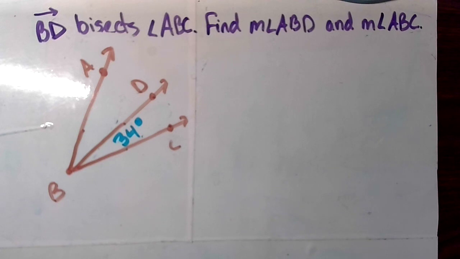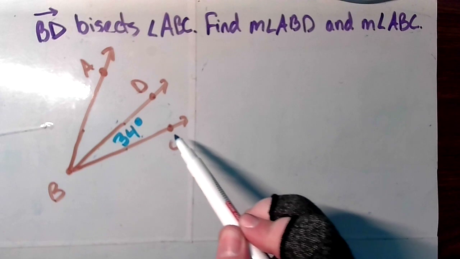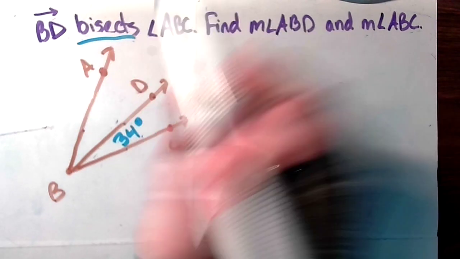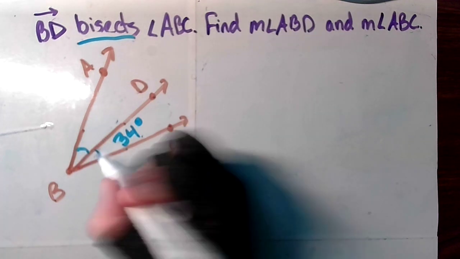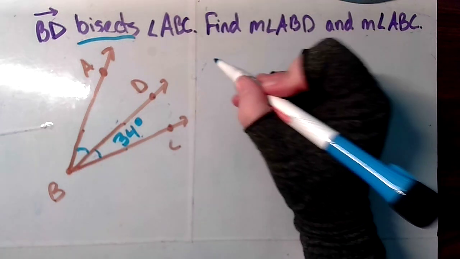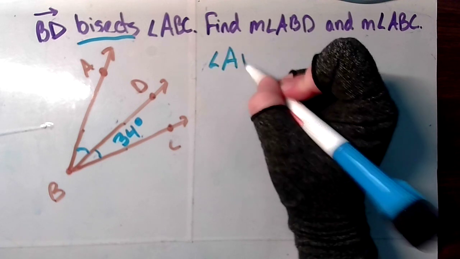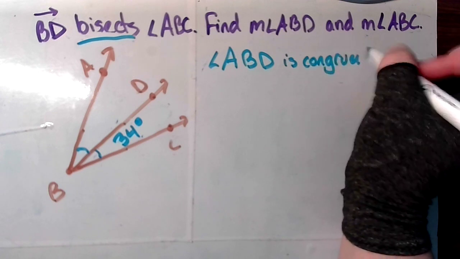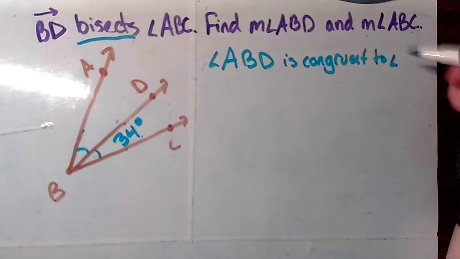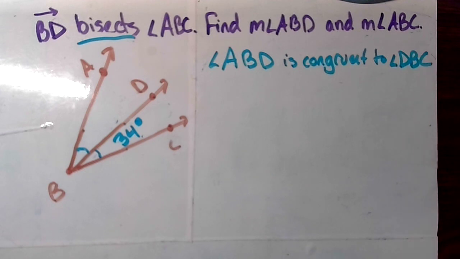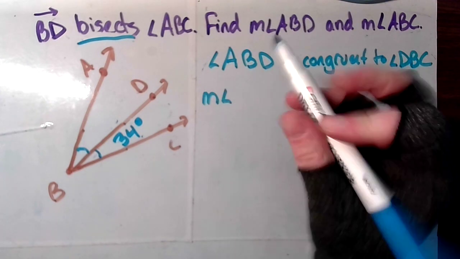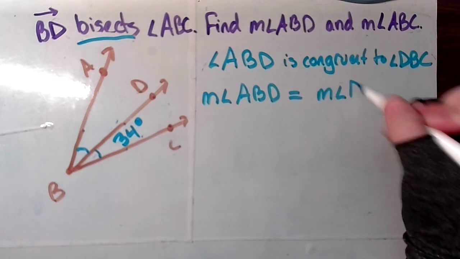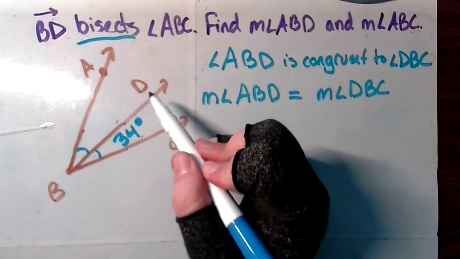So let's say that we have this angle ABC and the ray BD bisects it. Bisecting it means that this and this are the same. So angle ABD is congruent to angle DBC. Another way of looking at that is that the measure of angle ABD equals the measure of angle DBC. This equals that.